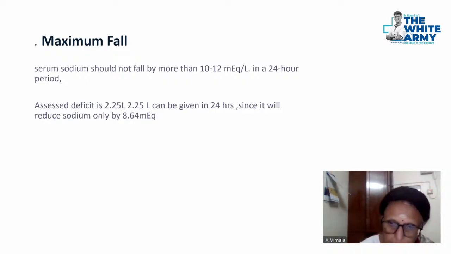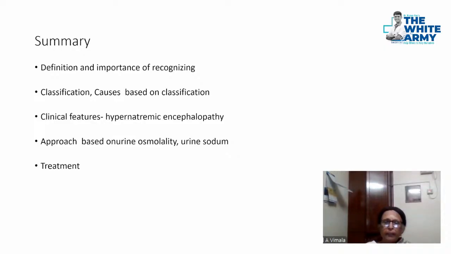So in the last 45 minutes or so, I had been trying to tell you how you define hypernatremia, what is the importance of recognizing hypernatremia, how you classify it, what are the causes based on classification, how it produces hypernatremic encephalopathy, how it can result in acute renal failure, acute kidney shutdown, how you approach the problem based on urine osmolality and urine sodium, get classified into hypovolemic hypernatremia based on extrarenal fluid loss, euvolemic hypernatremia based on osmotic correction, or a low osmolality, low sodium because of diabetes insipidus. And briefly, I was trying to tell you how you correct the treatment.